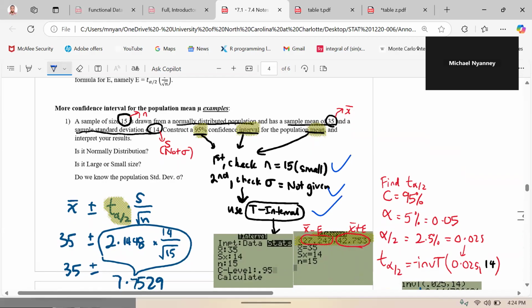So if you use your calculator, the calc, you click the stats, you go to your test, then you choose what? That of the t interval rather. Okay.